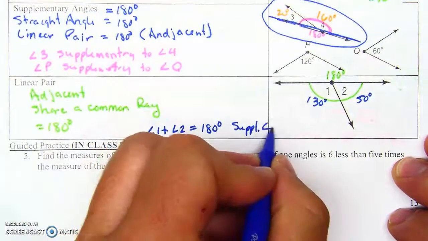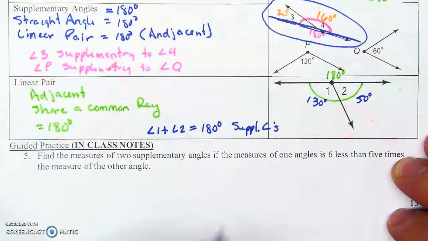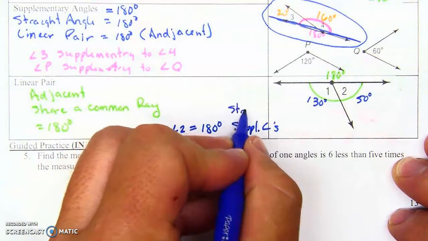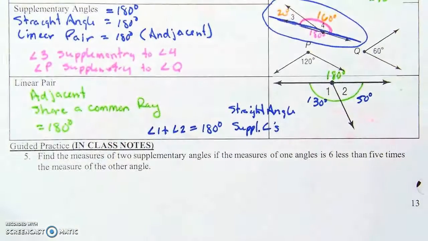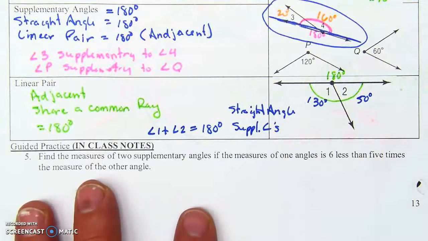Supplementary angles, that's a symbol for that. Or we can call that a straight angle again, okay, for that too. Okay? All right, let's go down to our guided practice here.